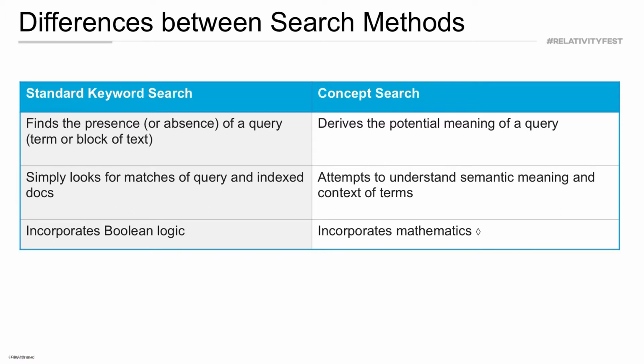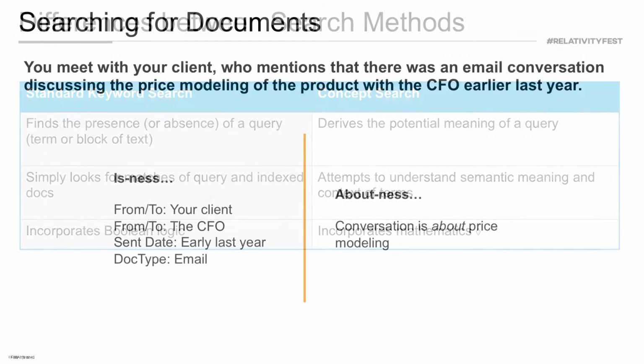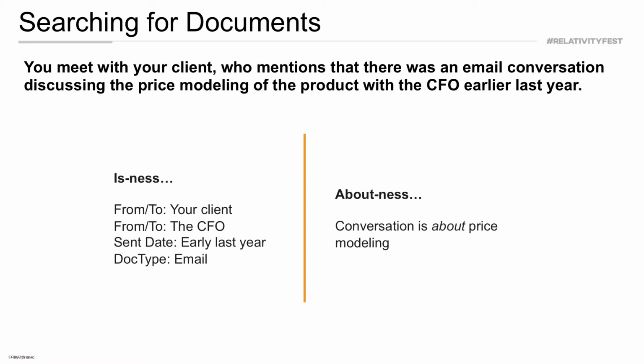I don't want to make assisted review sound like it's unapproachable, but you can do simple concept searching to find some key documents. Let's say, for instance, this is a good example. If you meet with your client and the client says to you, I know that there was a conversation that I had with the CFO of the company sometime early last year, and it was by email. So on the left there you have what we call the isness. These are things you know about what you're looking for. What are you searching for? You're searching for an email to or from the CFO and your client sometime early last year. You know that the conversation of those emails is something about price modeling.